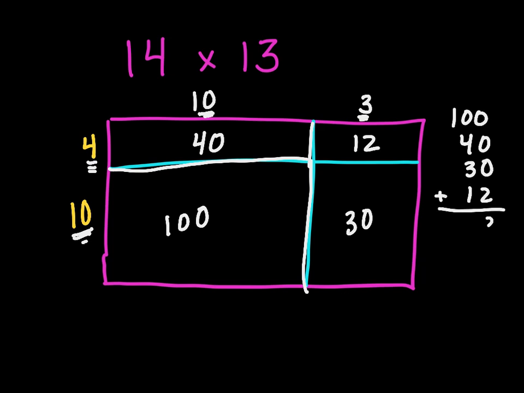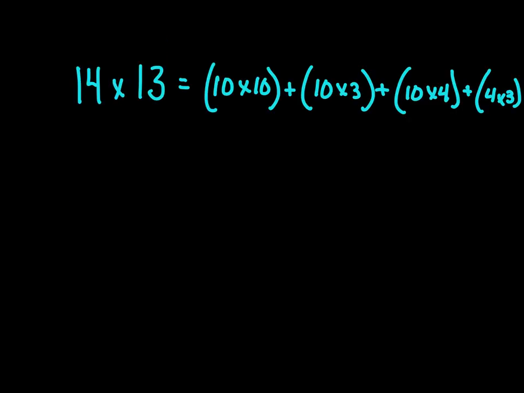And we get 2 in the ones, we get 8 in the tens, and we get 1 in the hundreds. And our product is 182. Now we could do the same thing, 14 times 13, using the distributive property to make those nice funnels.